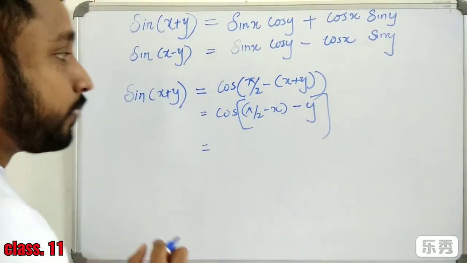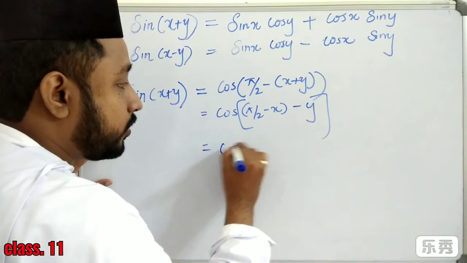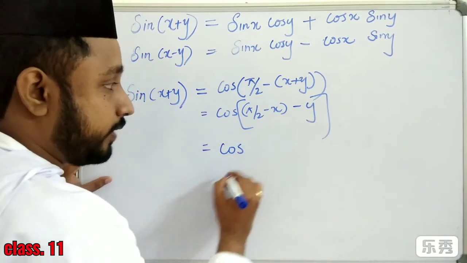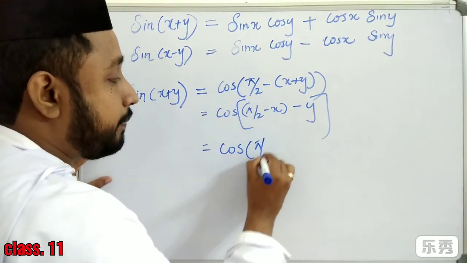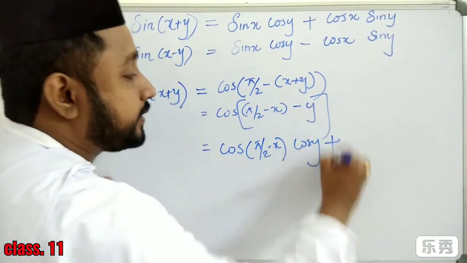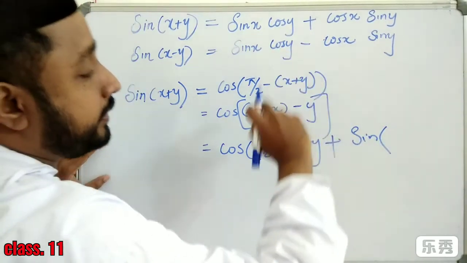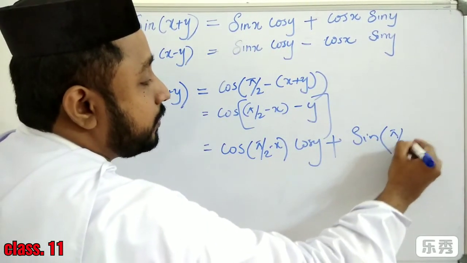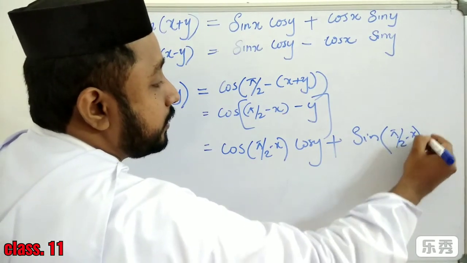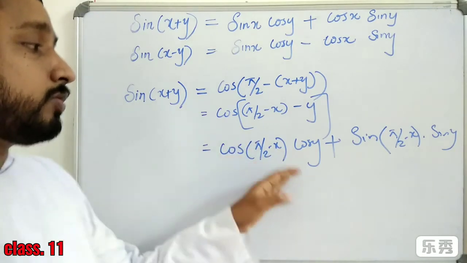So let us expand cos(x − y). Cos(x − y) is cos x cos y plus sin x sin y. So here, cos(π/2 − x) cos y plus sin(π/2 − x) sin y.